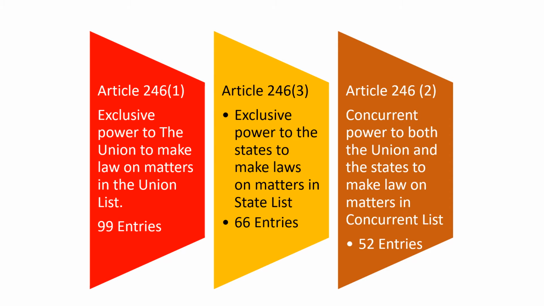However, on matters in the concurrent list, overall supremacy of the center has been established. Thus, under Article 254, it is provided that if there is any conflict or repugnancy between a union law and a state law on a matter in the concurrent list, union law will prevail over the state law.